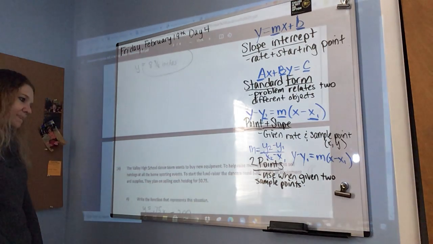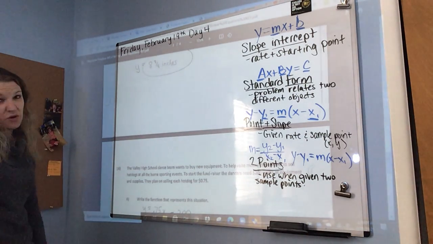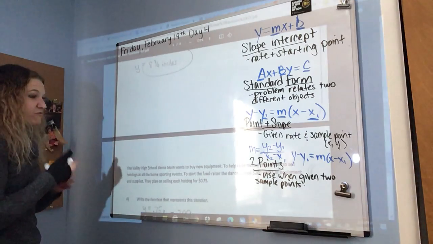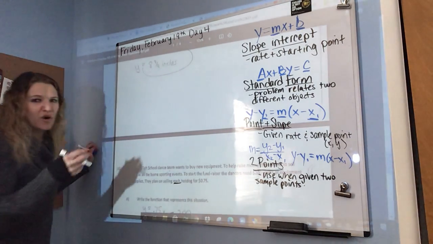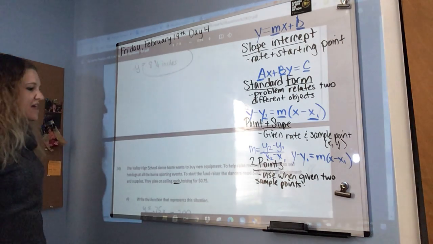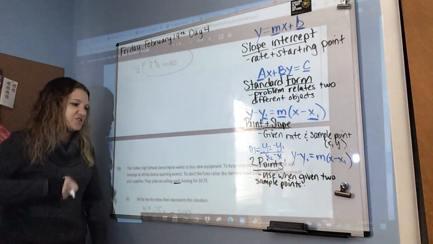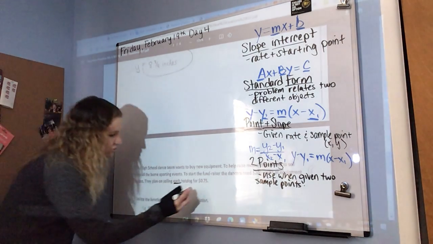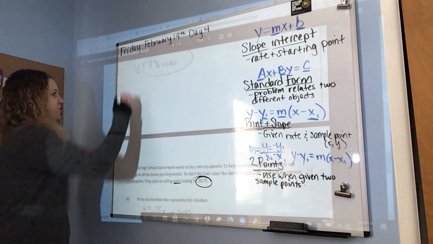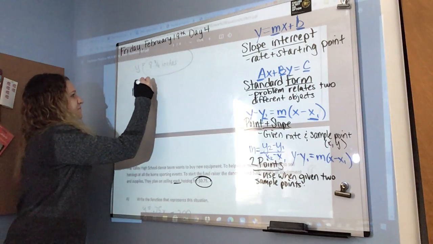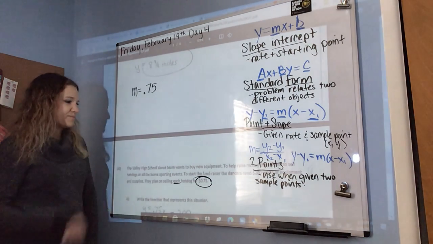Okay. Well, I definitely know we have a rate. The reason I know we have a rate or an M, a slope, is because of this word each. Each and per, those are like huge cues to me. And say, hey, there's my rate of change. There's my slope. So I know that each hot dog is going to cost 75 cents. So they're giving me that. And that's money in my pocket.